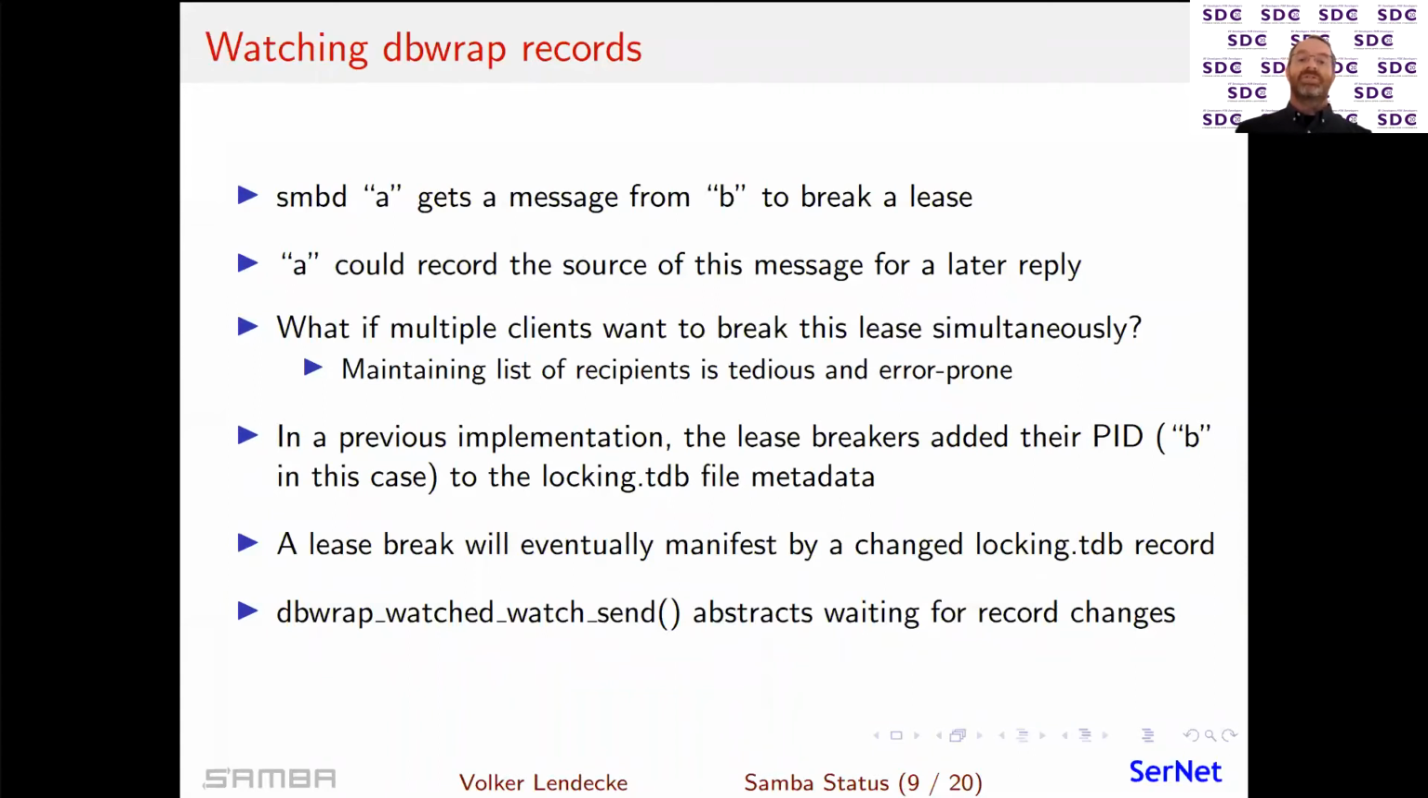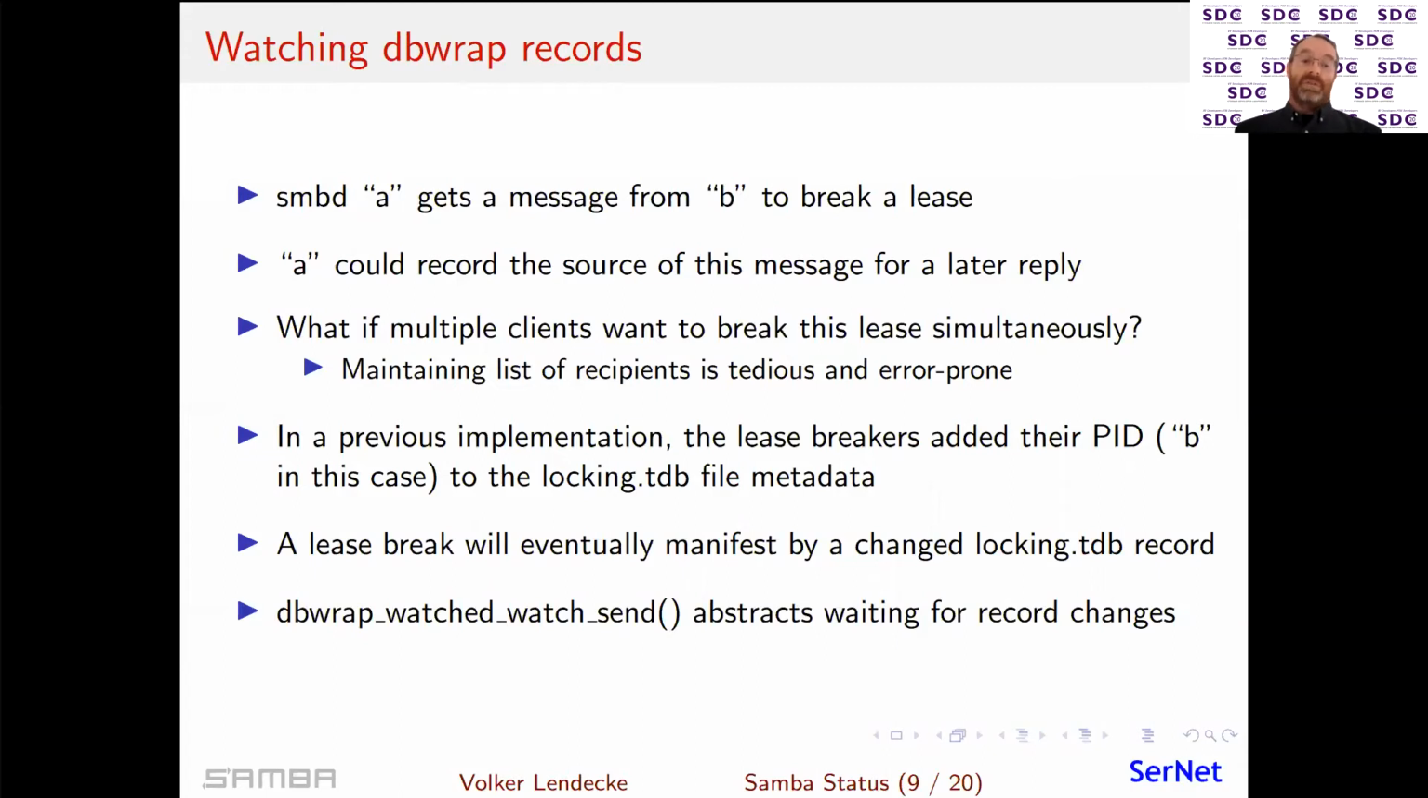SMBD A gets a message from B to break a lease. And one of the questions is, how can A now inform B when the lease is broken? We could have done this so that SMBD A knows where this message comes from. SMBD A gets a message from B to break a lease. It knows the source of this request to break the lease. It could record this.